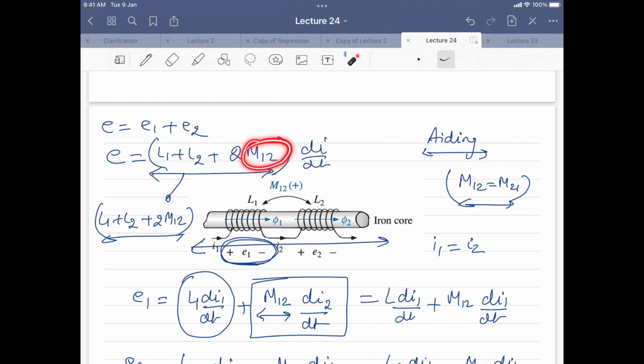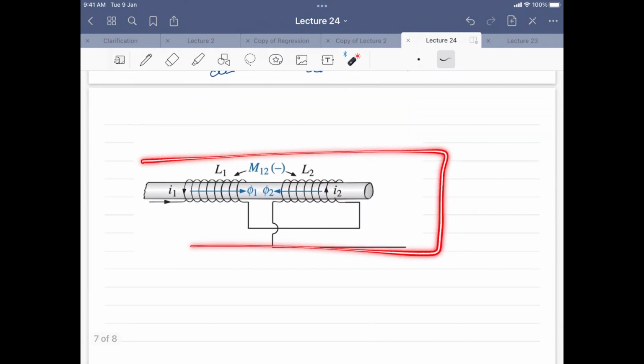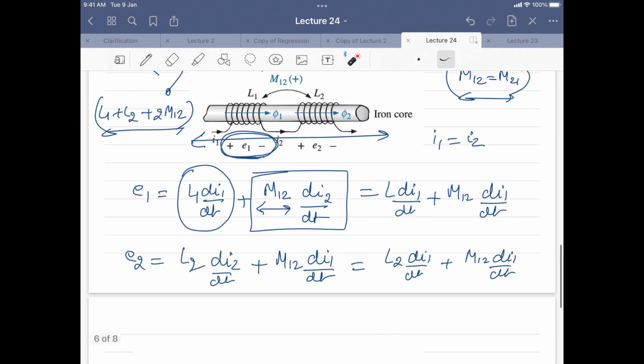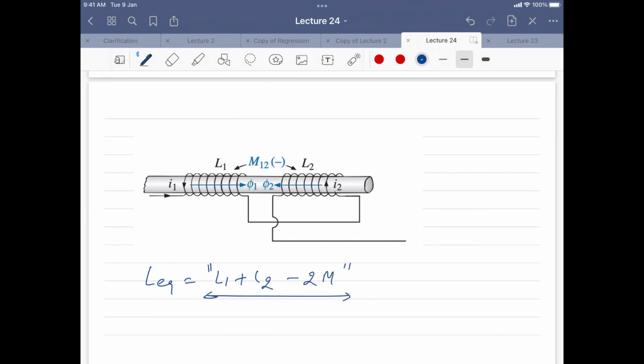So this is the mutual inductance, and in this particular situation the fluxes are going opposite to each other. In the earlier case, the fluxes were in the same direction, but now the flux in the two inductors is going in opposite directions. In this situation, the equivalent inductance that you will get is L1 plus L2 minus 2M, because now the flux is opposing each other.